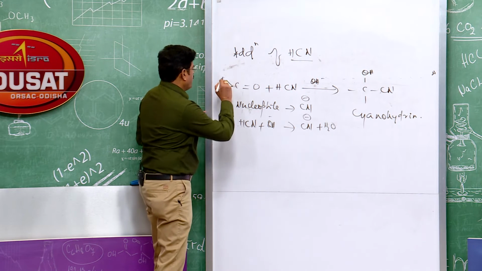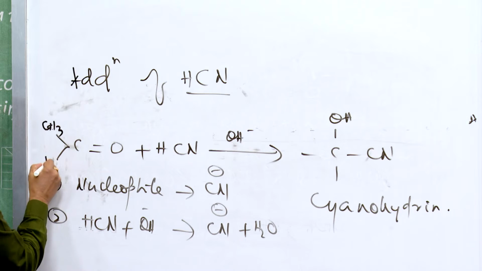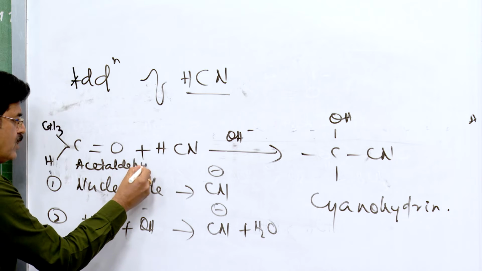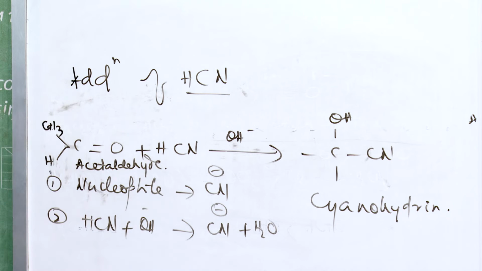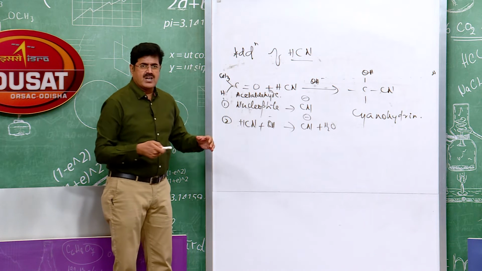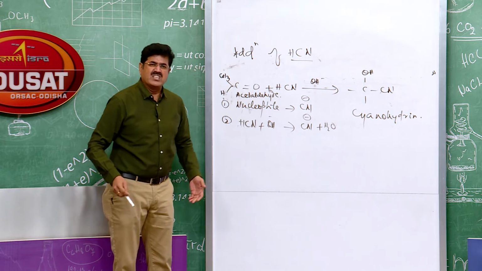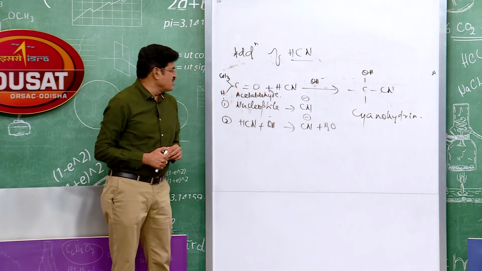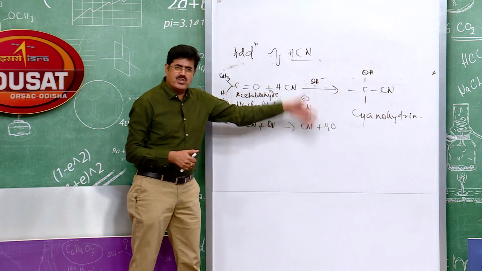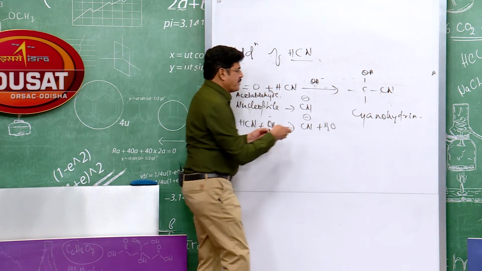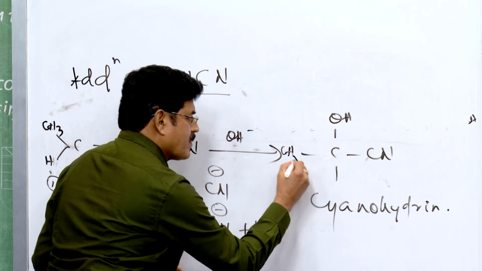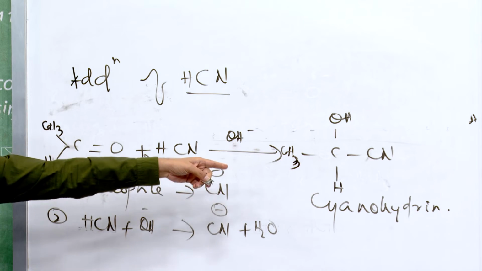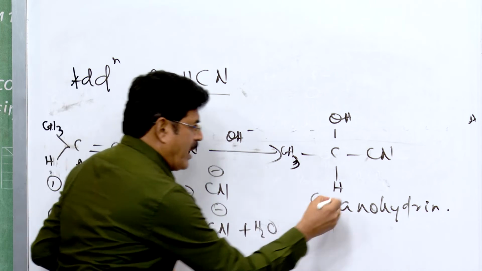If I start with one example, let me take acetaldehyde here. This is acetaldehyde. You have to be acquainted with the common names. Common names are very important here. Ethanal is the IUPAC name, but it is better known by the common name acetaldehyde. Acetaldehyde with hydrogen cyanide, what does it give? What is the product here? Acetaldehyde cyanohydrin. This is acetaldehyde cyanohydrin.